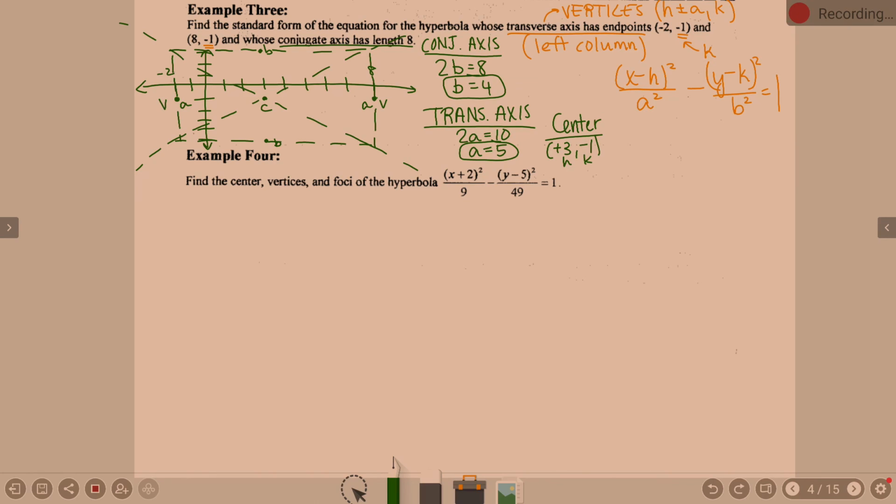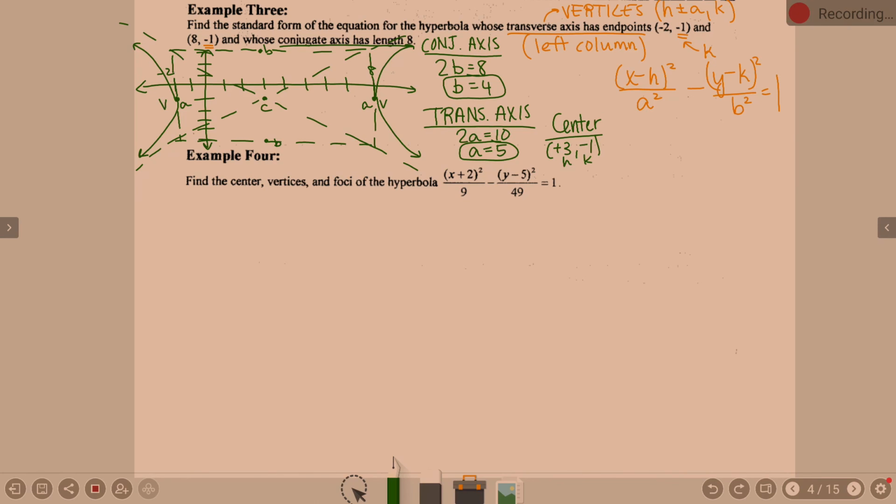And then, which way would my hyperbolas go? Sideways. It's a sideways one, right? So, something along that line, right?